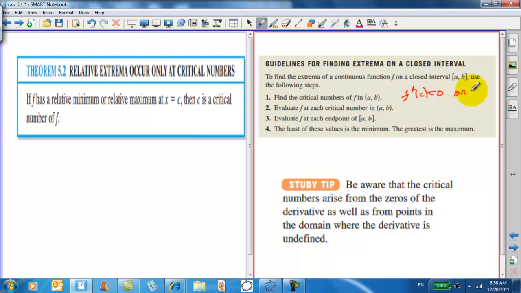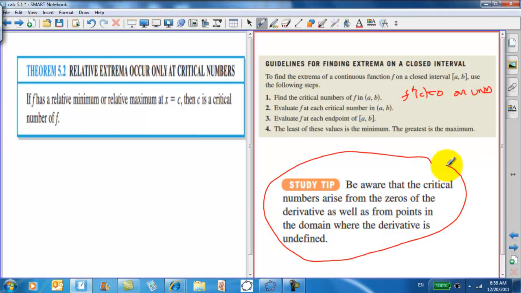or undefined. Find f at each critical number in the open interval. Find f at the endpoints. So you got to make sure you compare the critical numbers to the endpoints. At least one of these is the minimum and the greatest is the maximum. The least of these is the min, the greatest is the max. And note this study tip. The critical numbers alone might not be your extrema. Always check the endpoints.